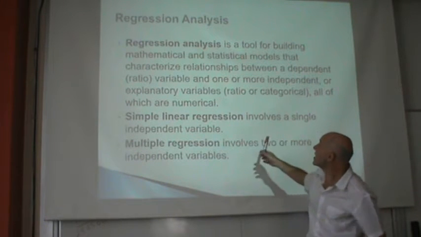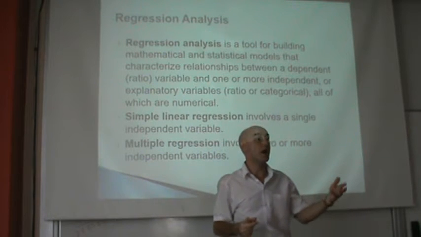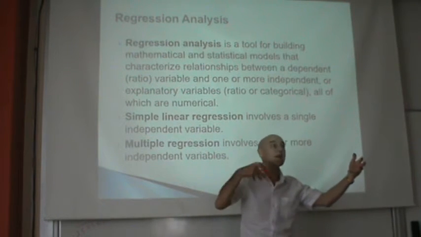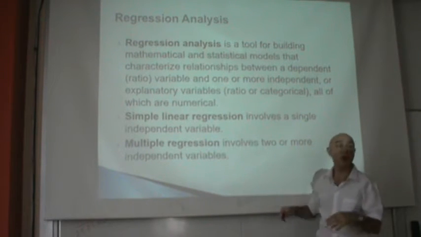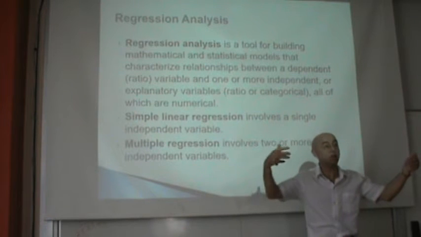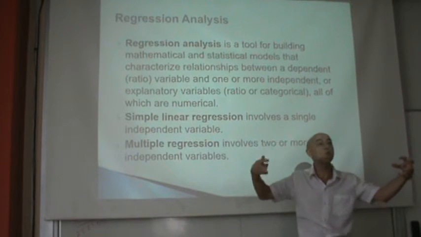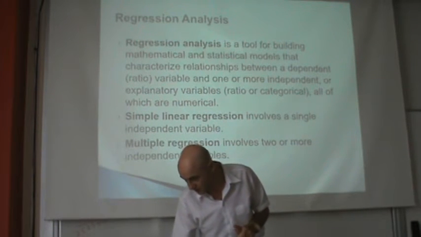Okay, a simple regression model involves only one independent variable, so we have one dependent and one independent. A multiple regression involves one dependent and two or more independent variables.